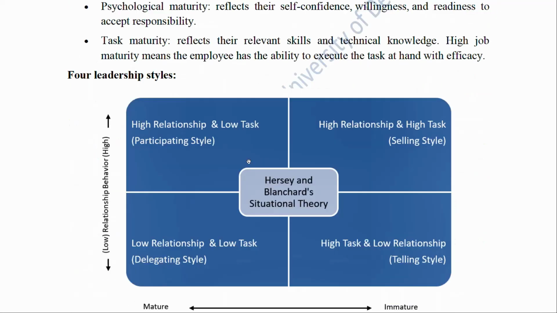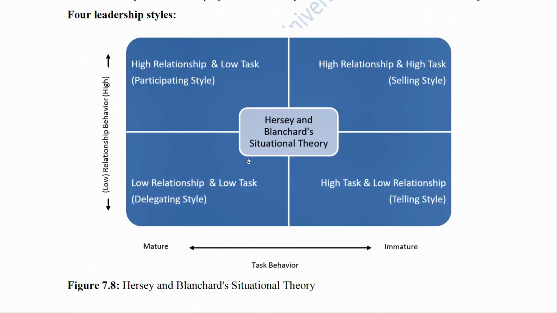which reflects their self-confidence, willingness, and readiness to accept responsibility. Second is task maturity, which reflects their relevant skills and technical knowledge. High job maturity means the employee has the ability to execute the task at hand with efficiency. Figure 7.8 shows situational theory.